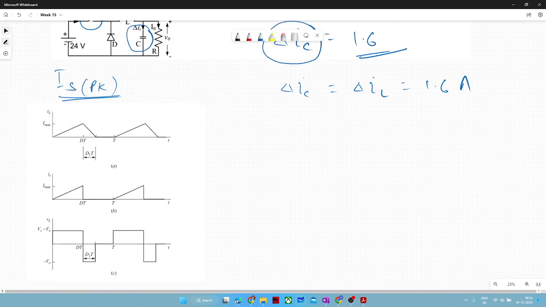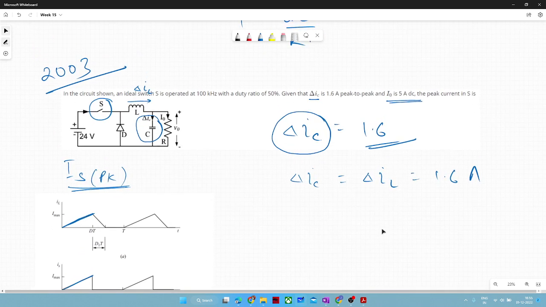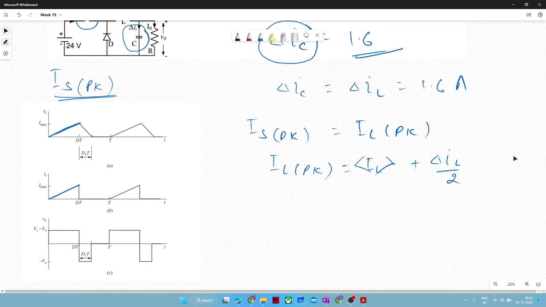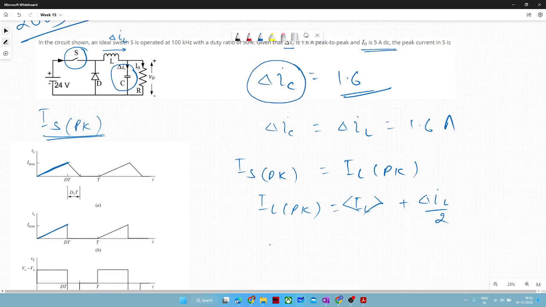So you see, whatever the peak of IL, that will be the same in the source current. Why? Because the inductor is directly connected to this switch and source when the switch is on. So indirectly they are asking IS peak is nothing but the IL peak. Okay. And we know that IL peak is nothing but IL average plus del IL by 2. Okay. Now you might have guessed where you committed the mistake.